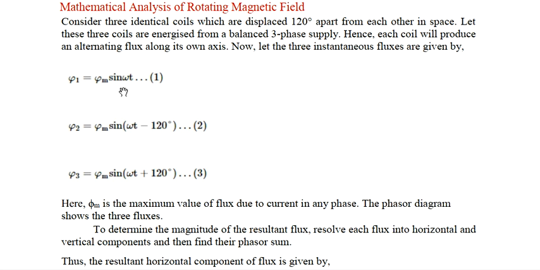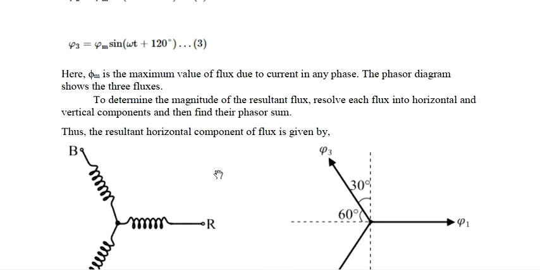Because they are functions of time, they are time domain functions. That's why they are instantaneous fluxes. Right. Okay, now we have these three, right? So here what is phi m? Phi m is the maximum value of flux due to current in any phase. So the phasor diagram we can draw for these three cases, right?